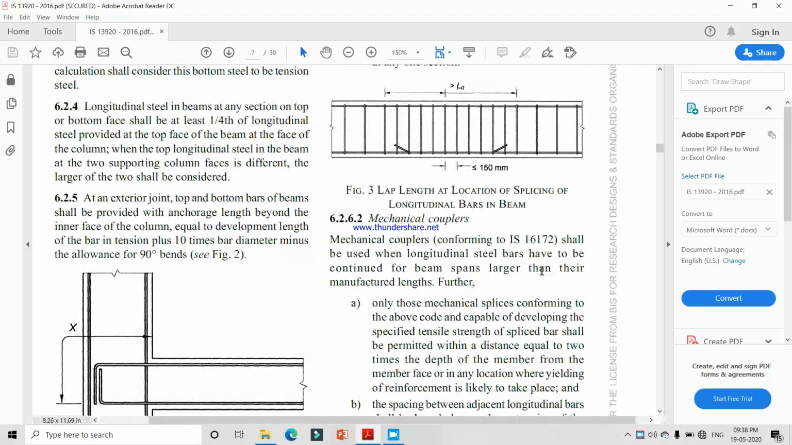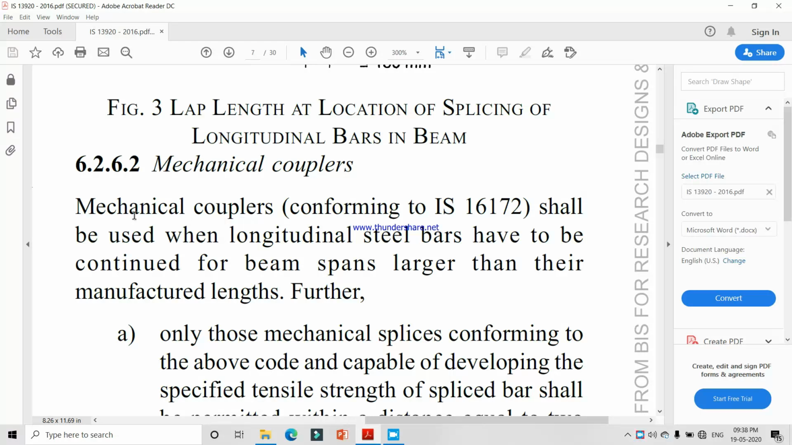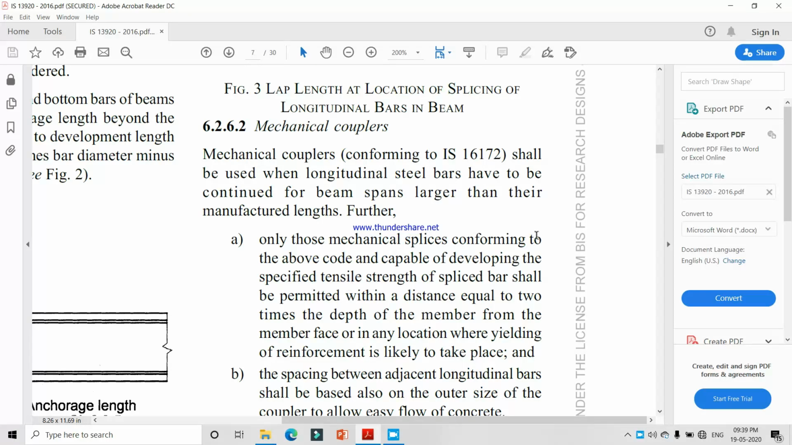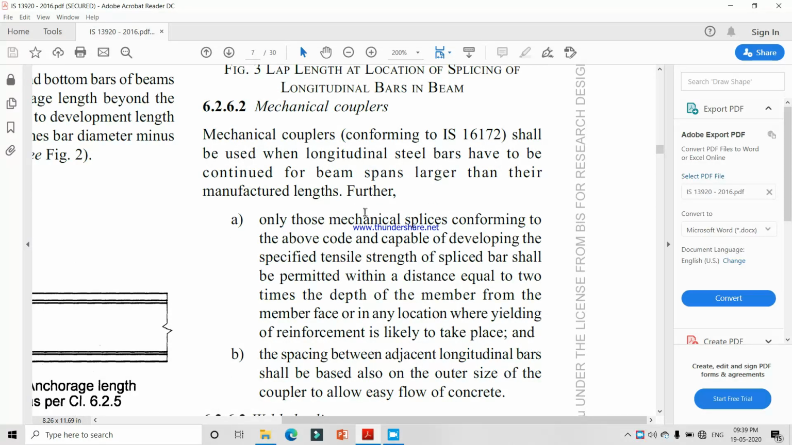Mechanical coupler. A mechanical coupler is only used when continuous bar is provided and the span is larger, and the lap splice is provided if we are not providing mechanical couplers. It is a new generation method. It is only useful for diameters of 32 mm and greater. For 25 or 20 mm we can also do mechanical splices for strengthening purposes.